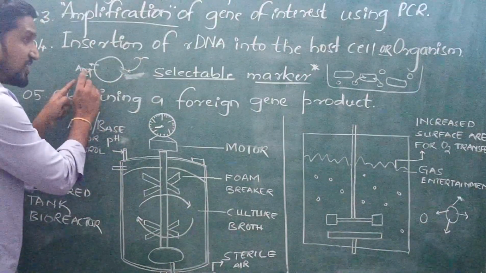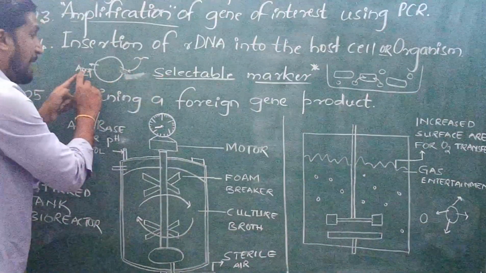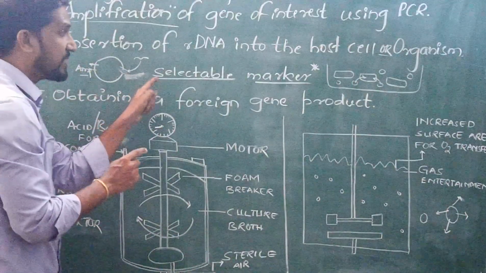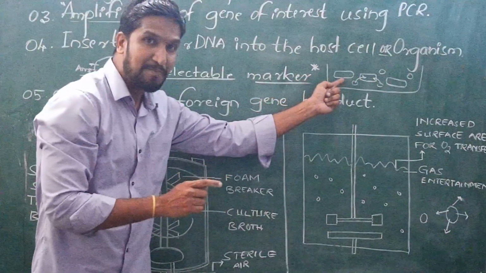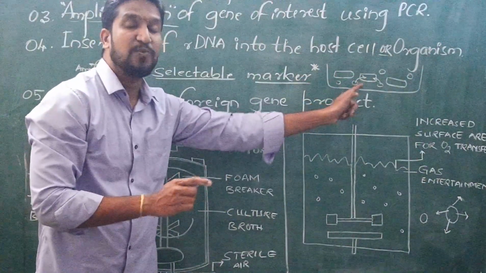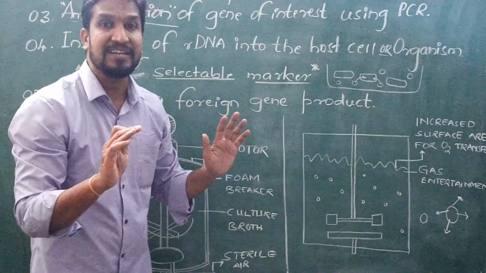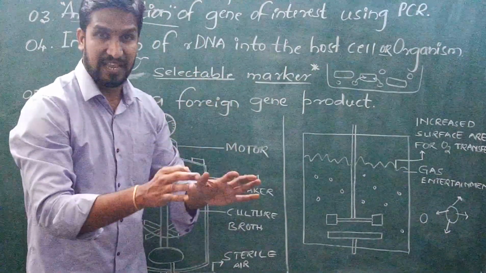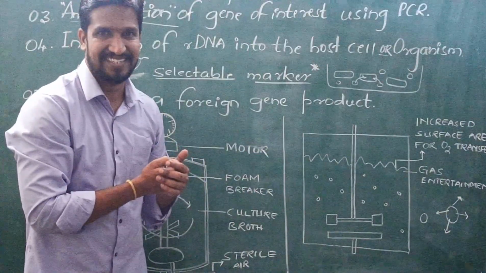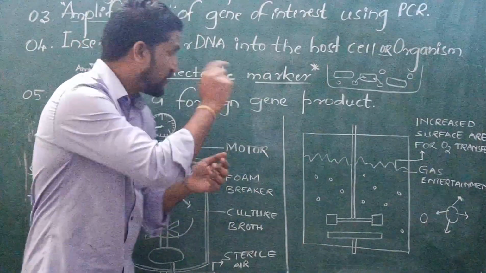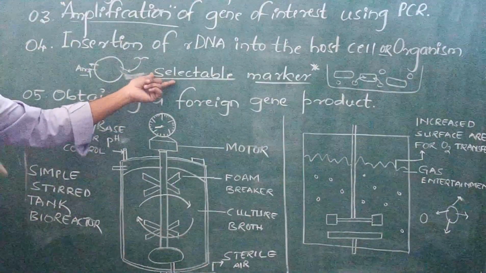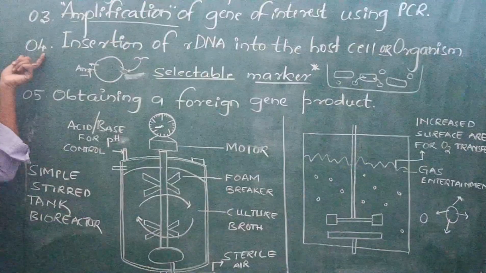So here ampicillin is used as a selectable marker. When you add ampicillin to it, the rest of the bacteria which do not carry the vector will die, because they do not contain an ampicillin resistant site. Understand? So this is how selectable markers are used. That is the 4th step.